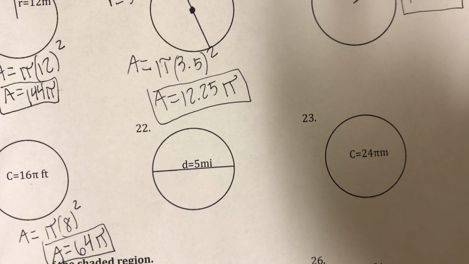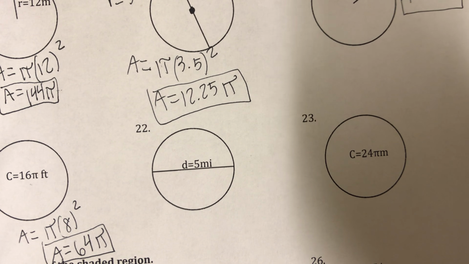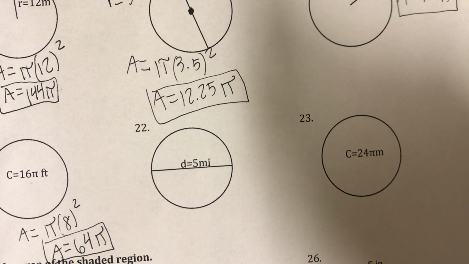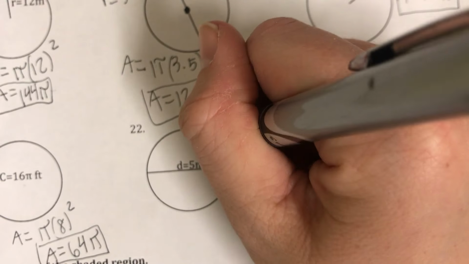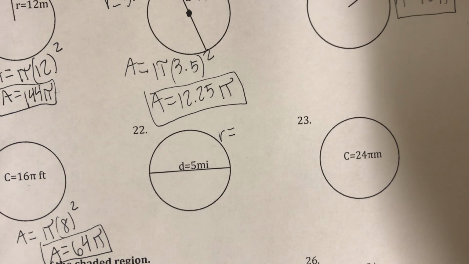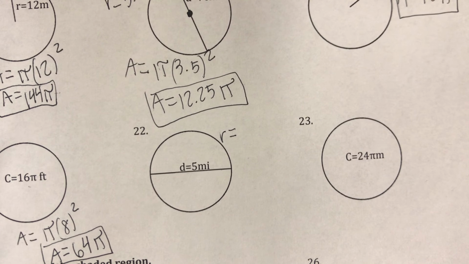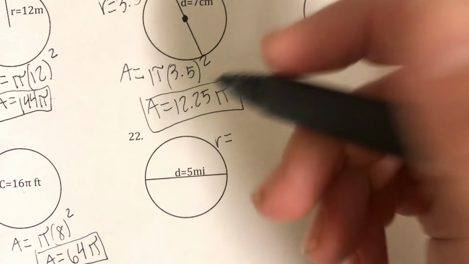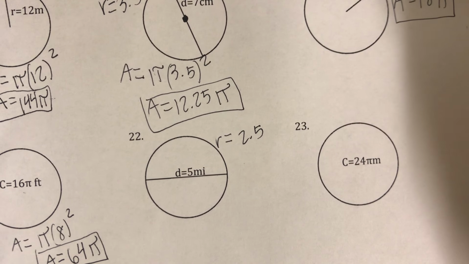Okay, 22. Diameter is equal to 5 miles. None of our formulas use diameter, so we need to find the radius. And the radius is half of our diameter. So if you need to, in your calculator, you can do 5 divided by 2, because that takes half of it, and that's going to give you 2.5. So our radius is equal to 2.5.